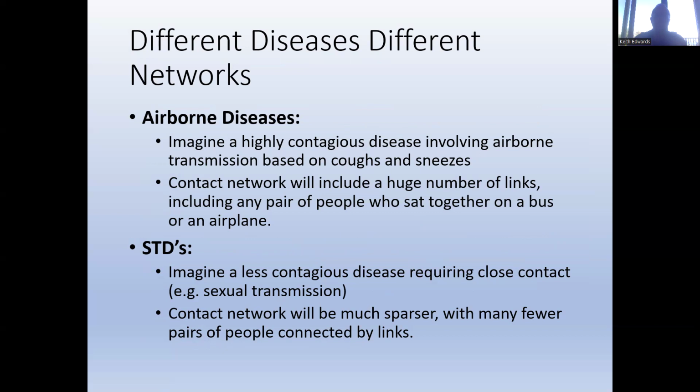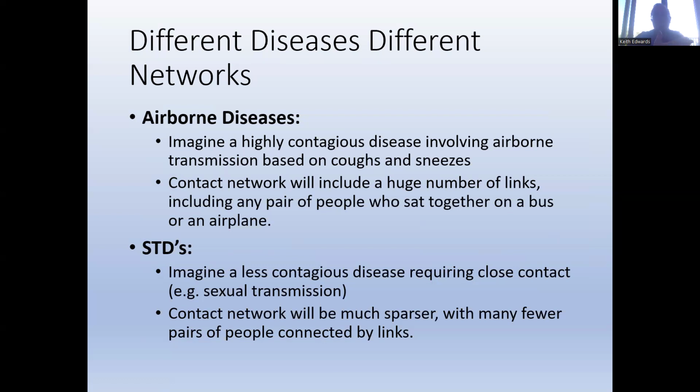So different diseases kind of give us different networks. Imagine a highly contagious disease that involves airborne transmission based on coughs and sneezes. That might be something like COVID-19. The contact network in this case is going to be a huge number of links. Basically, any people sat together on a bus or an airplane, or who came in contact with one another in a store, classroom, or any enclosed public space. So you get a very large social network with a lot of links.